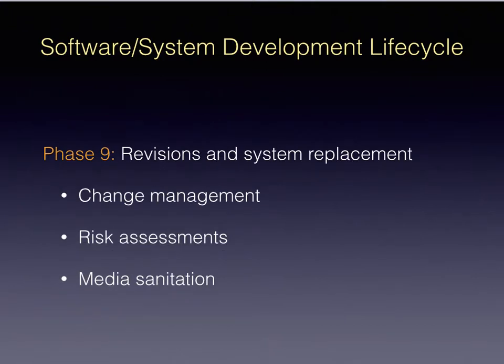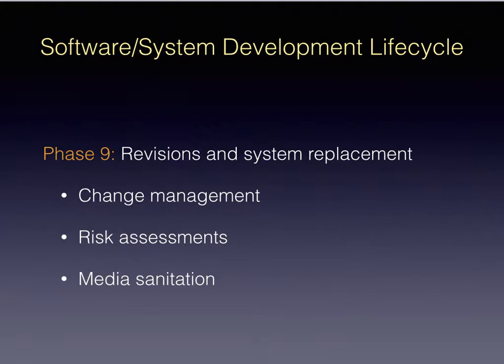Phase 9, revisions and system replacement. In this particular one, we're talking about making changes to an existing system first. That's the first thing we talk about here. And to do that, we should be running it through a change management process. In a change management process, several different groups or the stakeholders need to be able to review a change to make sure they're okay with it. In addition, a change plan or a change request should also include a backup plan in case the change that's made breaks the system. Change management fundamentally is about making changes to a system without breaking anything.